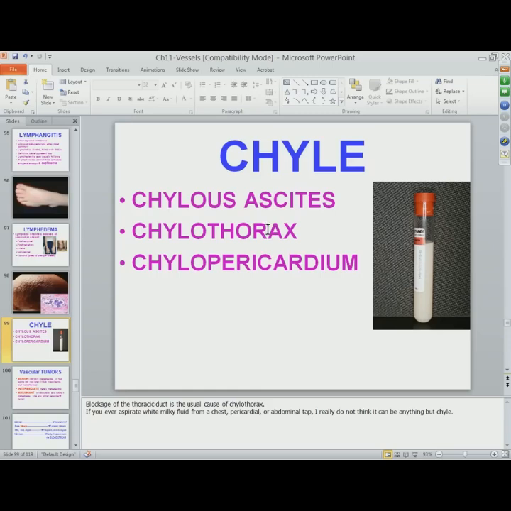It could even involve the pericardium. I've never seen it. Chylopericardium. Okay, now you're thinking, why isn't this consistent? If you call this hydrothorax and hydropericardium and hydroperitoneum, well, you'd just call this chyloperitoneum. Well, I guess technically you could to be consistent, but nobody calls it that. They all call it chylous ascites.